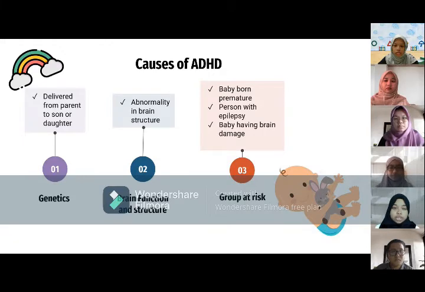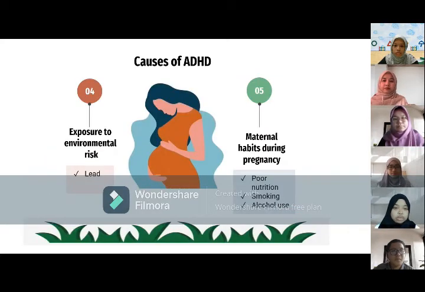Thirdly is groups at risk, which are babies born premature, people with epilepsy, and babies having brain damage. Fourthly is exposure to environmental risks such as lead. Exposure to high levels of lead may cause anemia, weakness, and kidney and brain damage. Lead can cross the placental barrier, which means pregnant women who are exposed to lead also expose their unborn child. Lead can damage a developing baby's nervous system. Lastly is maternal habits during pregnancy, which are poor nutrition, smoking, which has tobacco that can cause developmental delay problems, and also alcohol use.